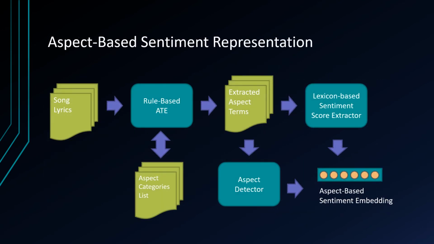To compute aspect-based sentiment representation, we outline a second processing pipeline. It also takes advantage of the rule-based aspect term extractor defined previously. In greater detail, it selects candidate aspect terms from the input text following the same strategy. Then it checks similarities between the aspect category embeddings and the word2vec representation of each candidate. It results in a list of extracted aspect terms that is processed by both the aspect detector and the lexicon-based sentiment score extractor to compute the final aspect-based sentiment embedding of the song.